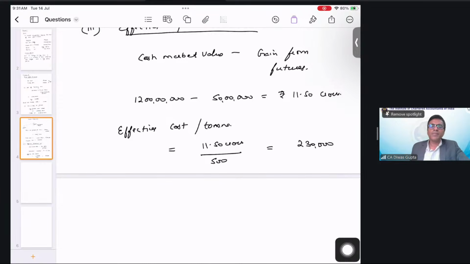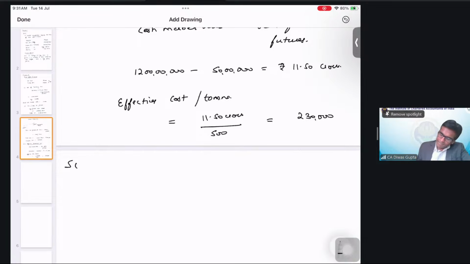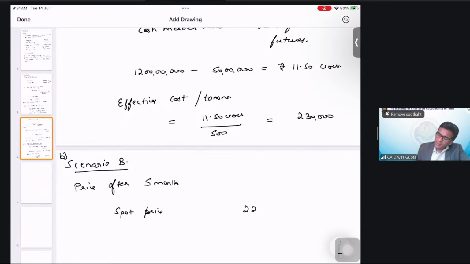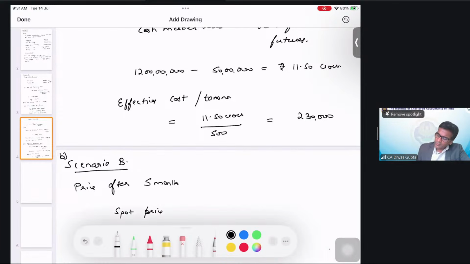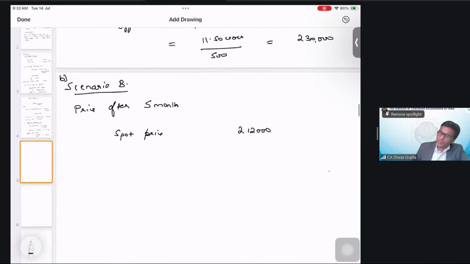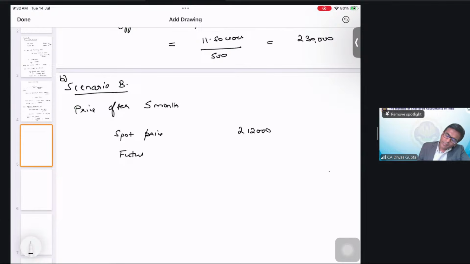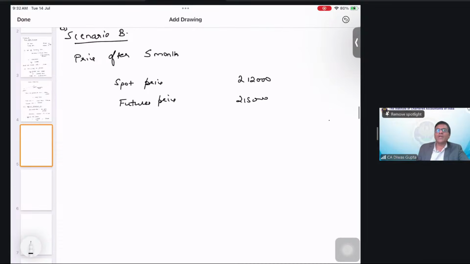Now let's come to scenario B. Price after 5 months. And this is the B part, right? So prices after 5 months. Spot prices 2,12,000 and futures prices 2,15,000. Clear? So this is the scenario B that has been given to us.